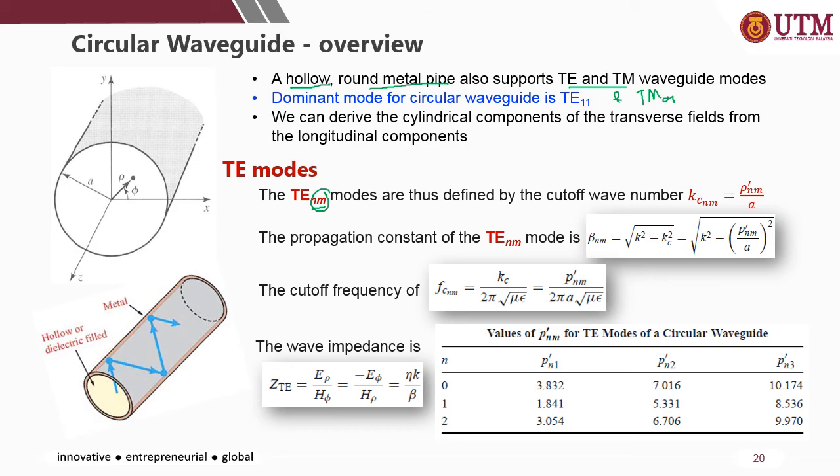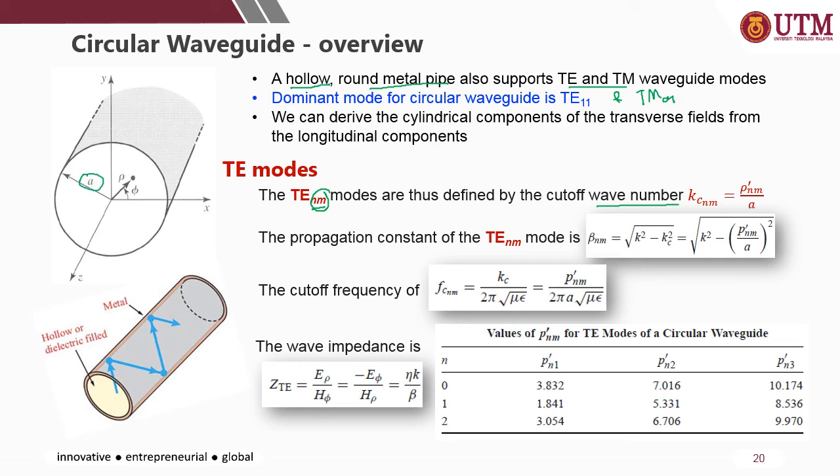So for TE modes, as in the rectangular waveguide, the wave propagates in a zigzag motion as well, where the wave will be reflected at the edge of the metal wall. The TE modes are defined by the cutoff wave number given by kc,nm, which can be calculated by rho prime nm divided by a. So a is the radius of your circular waveguide.